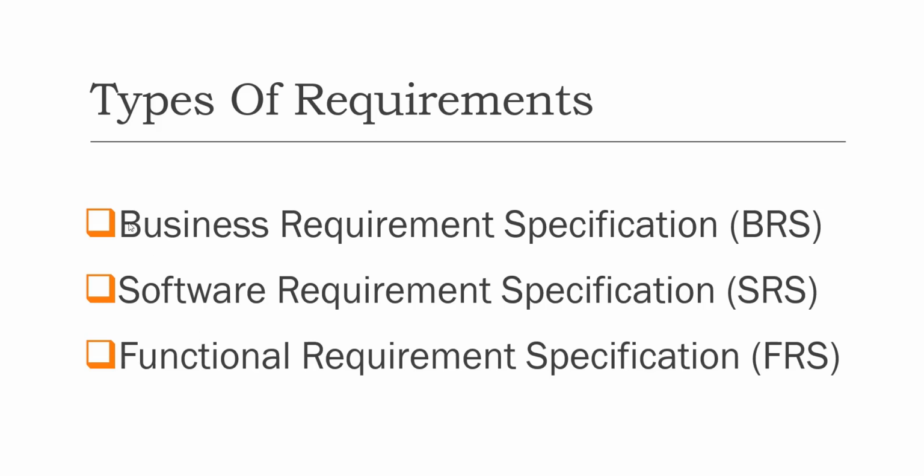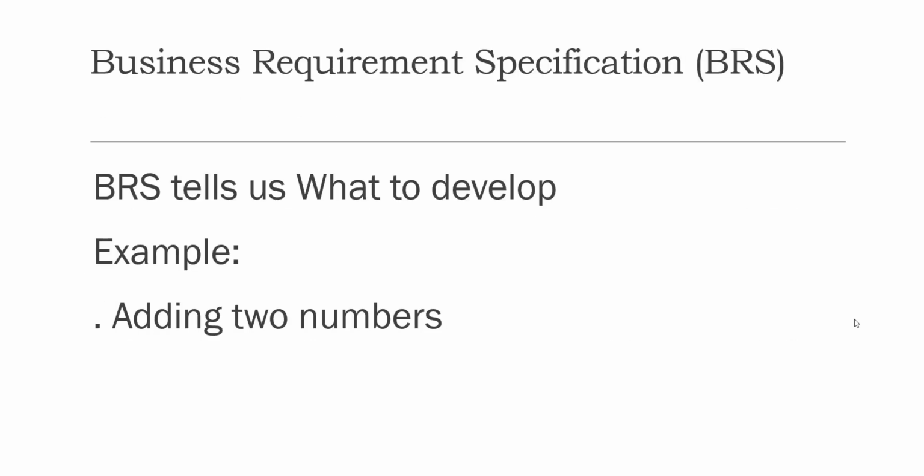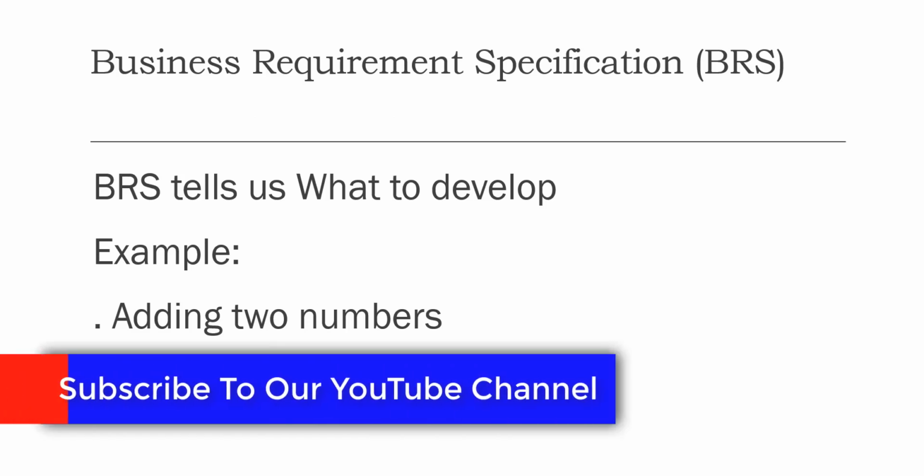As types of requirements, we have the business requirement specification document, whose short form is BRS, then the software requirement specification, which is SRS, and then the functional requirement specification, known as FRS. We will discuss these in detail in this topic. First, we will discuss BRS, the business requirement specification document.